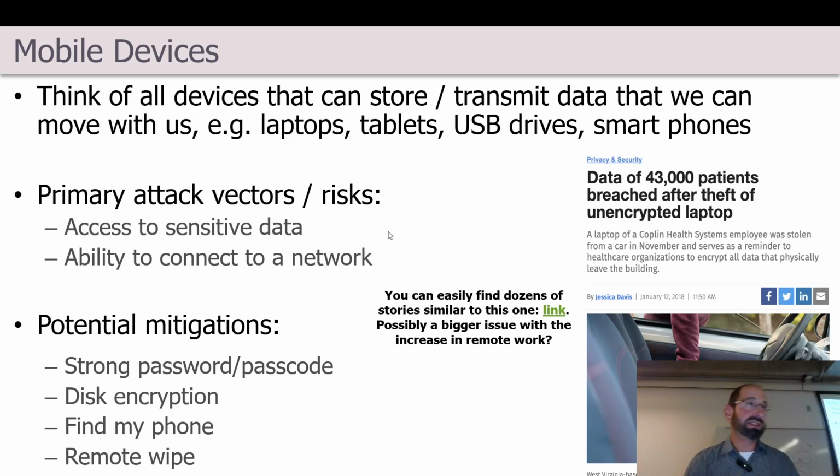When we have these mobile devices that we take with us, our phones, of course, laptops, tablets, USB drives, and things like that, they themselves become a separate attack vector or risk for our organization, the threat of it being stolen. The sensitive data that the device may already have stored on it, and the ability to potentially already be authenticated to an existing network, is a separate threat here. You can easily find dozens and dozens of stories similar to the one that I happened to find and posted here, which is data of thousands of people being breached after the theft of a single laptop.